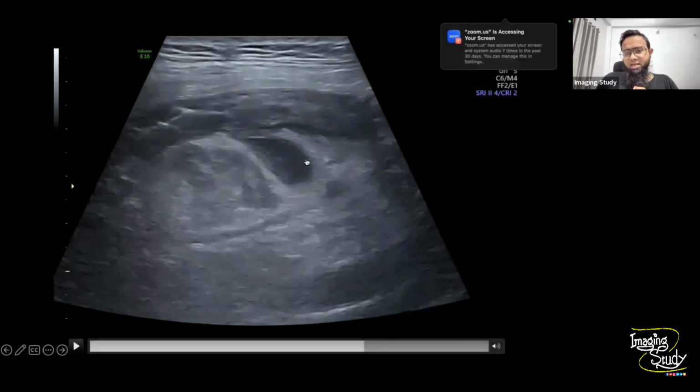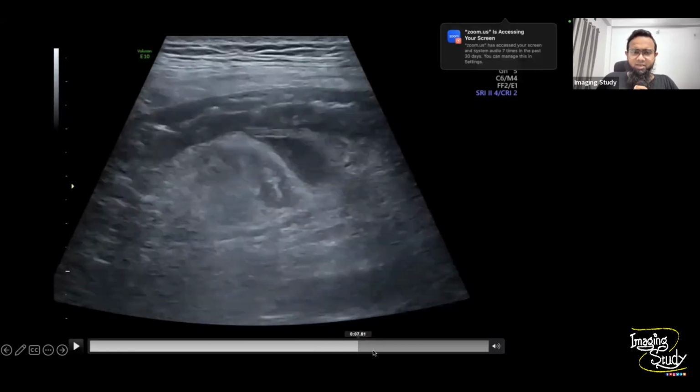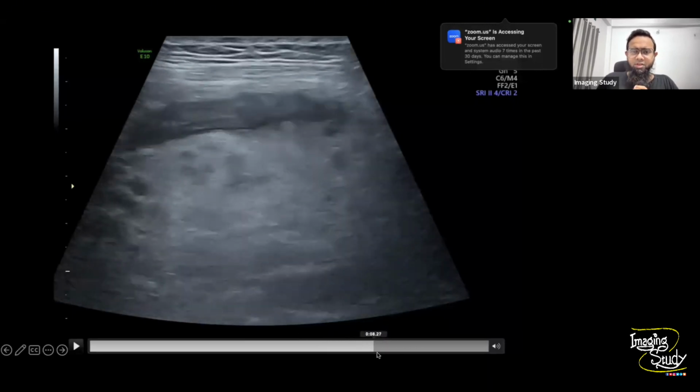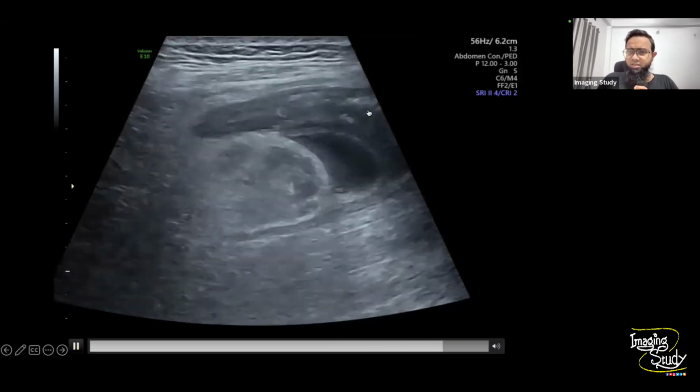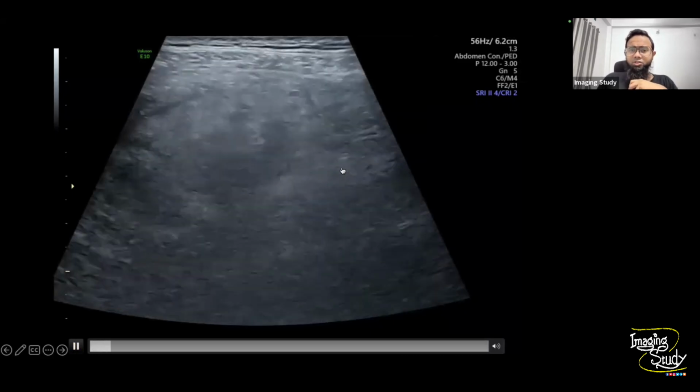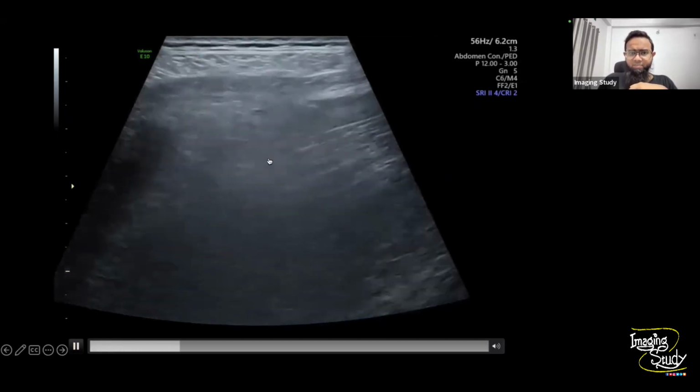Now here you can see a little bit of collection here. And beside this collection, you see this structure. What is this? Is this a mass lesion or something like that? These are lymph nodes, you know. You will see some tiny lymph nodes here, here, here, and there. So there are some lymph nodes over there. So this is the terminal ileum, and this is some collection. So this one is the appendix.